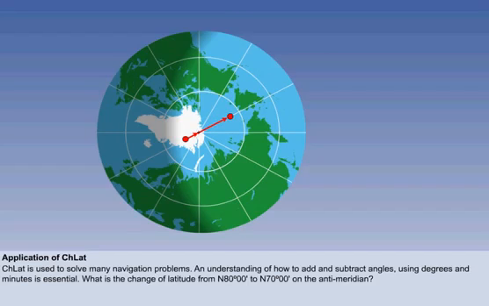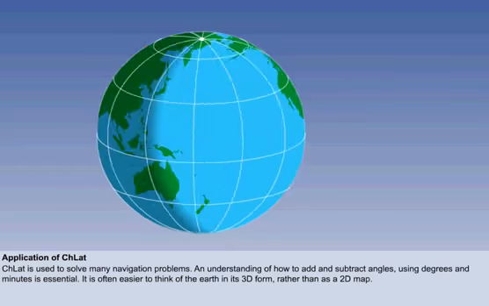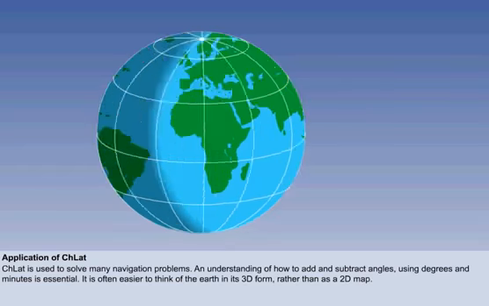There is a ChLat of 10 degrees to the North Pole, and then a further 20 degrees to the north 7000 latitude. So the ChLat would be 30 degrees. The easiest way to solve calculations of ChLat is to therefore imagine the Earth in its three-dimensional form, rather than just as a two-dimensional flat map.